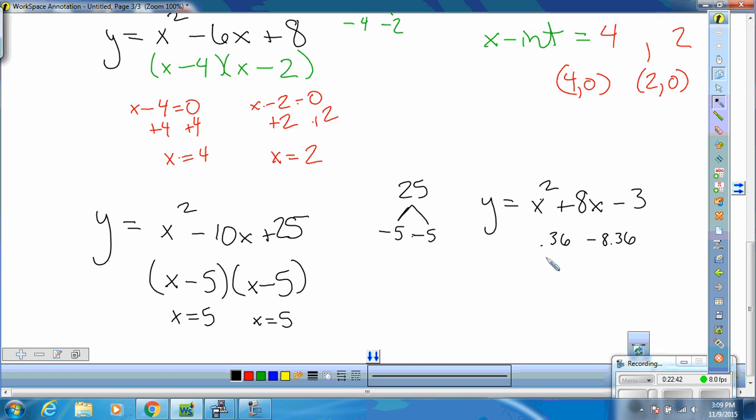So you can use a calculator to help you find the decimal ones or to see if it doesn't cross it at all, but it's much easier if it's factorable. So I always try to factor first and then use my calculator.